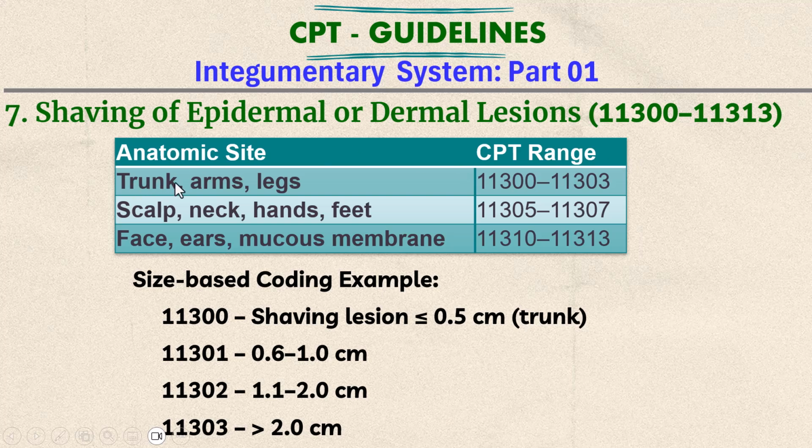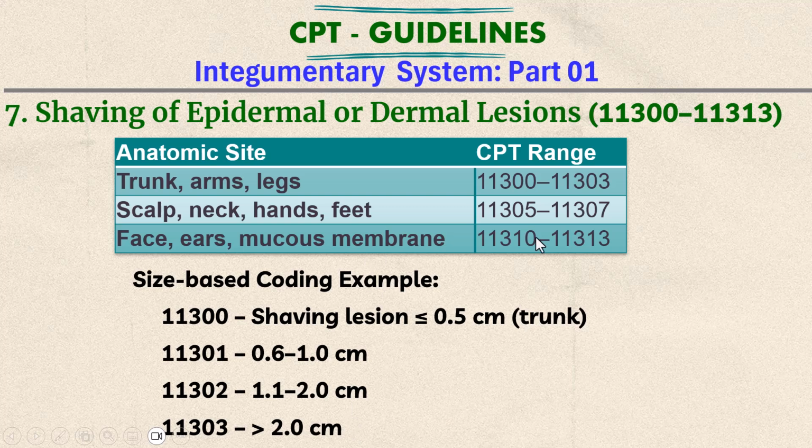For example, trunk, arms and legs include these three codes. Scalp, neck, hands, feet are using these codes. Face, ear, mucous membrane using these code series. And size-based coding. So these code ranges change depending on the size of the lesion. For example, 11300 is shaving less than 0.5 centimeter. Next code is 0.6 to 1 centimeter. Next code is 1.1 to 2 centimeter. 11303 is more than 2 centimeter. Likewise, each code series will differ.